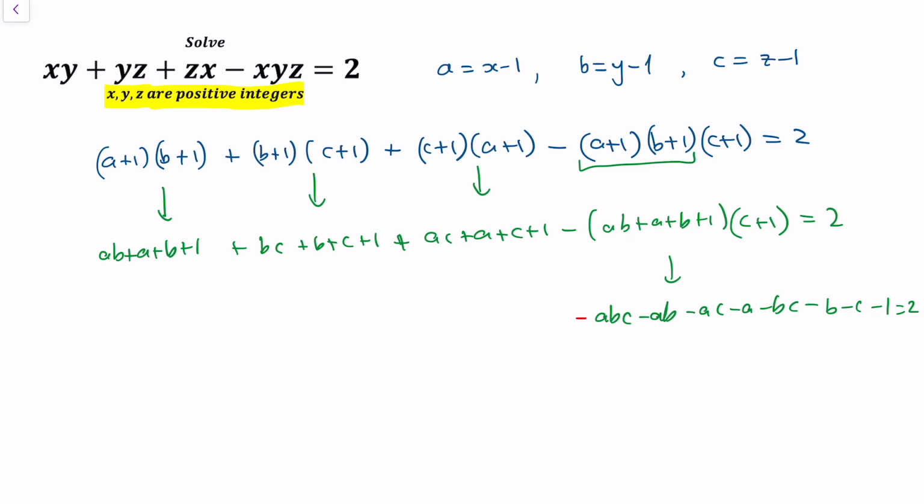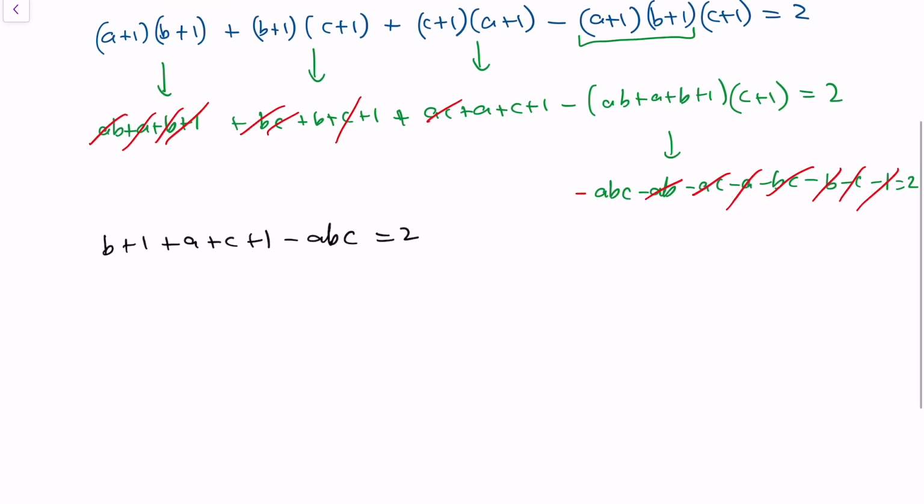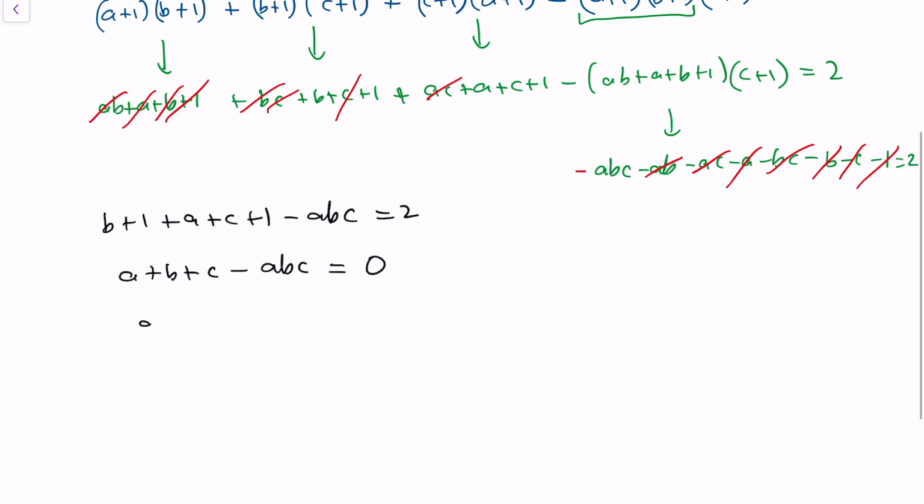Okay, so let's start cancelling then. Plus ab goes with minus ab, ac goes with ac, bc goes with bc, a goes with a, b goes with b, and we have c here, that goes with that. Let's cancel this one with that. Okay, and let's write down the remaining terms: a plus b plus c plus 1 plus 1 minus abc is equal to 2. So in other words, we have a plus b plus c is equal to abc, right?